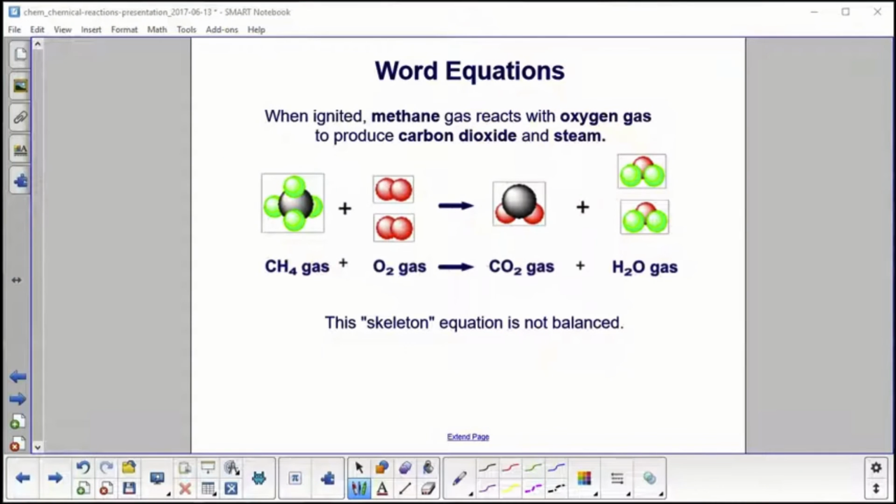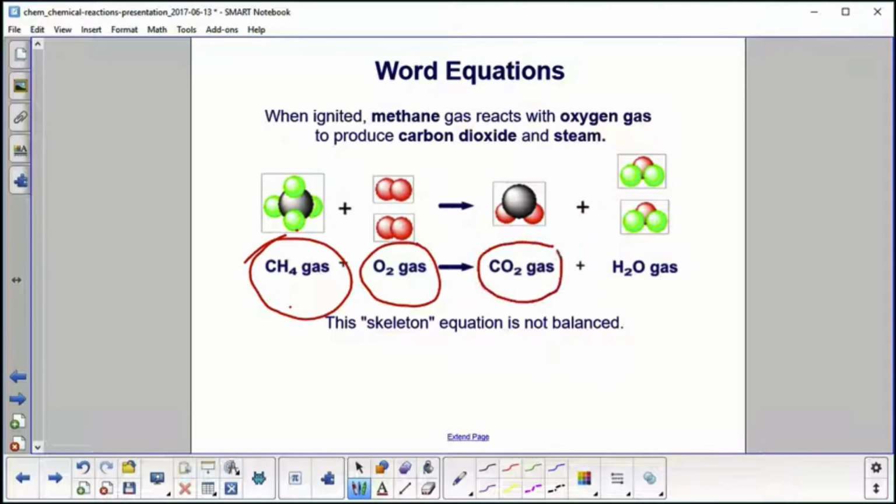And here's the word version, which we already spoke about a few slides ago. So when ignited, methane gas, that's right here, reacts with the oxygen gas, which is in the air, and it produces carbon dioxide gas and water gas. Another name for water gas is steam. It is not balanced. We're not saying how many methane molecules we're having or how many oxygen. We're just saying these are the molecules that participate in the reaction. We will do balancing very soon.